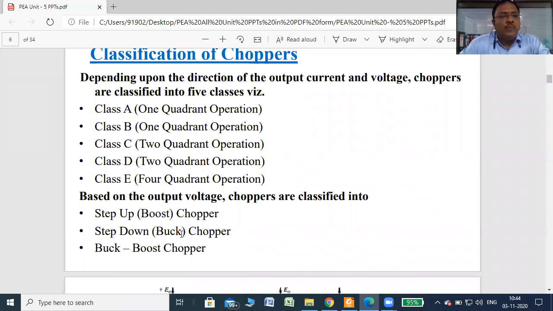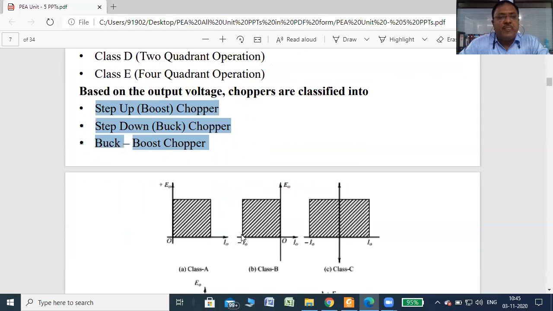So, based on the output voltage, choppers are classified. Here, the output current and output voltage both are considered. Based on output voltage, it may be classified as step up, also called a boost converter, step down, also called a buck converter, and another is a step up-down converter called a buck-boost converter.